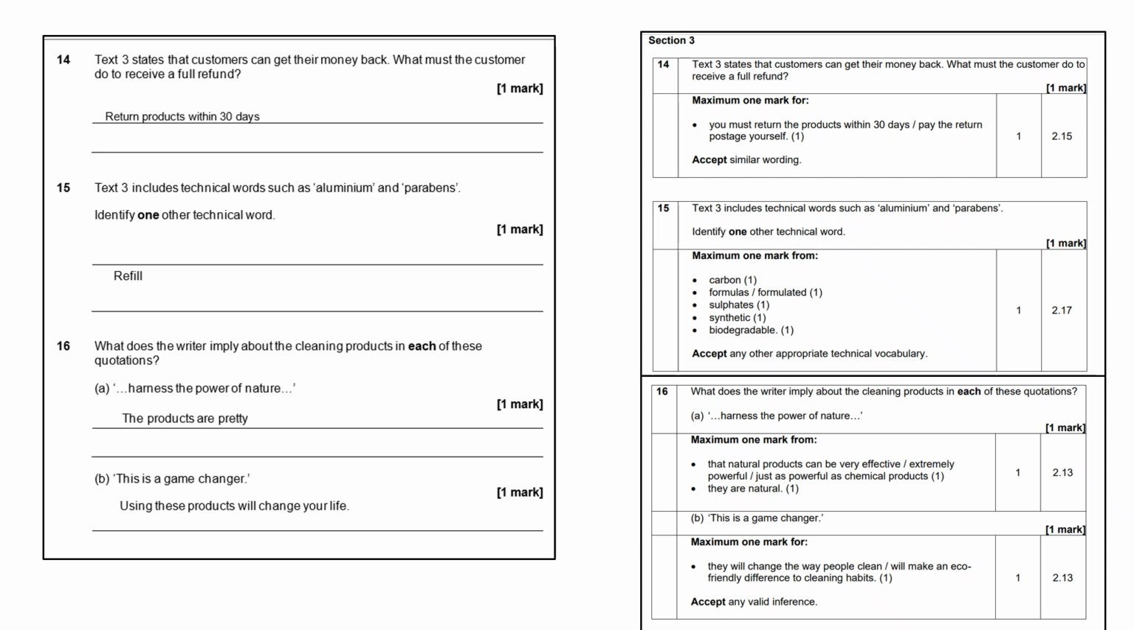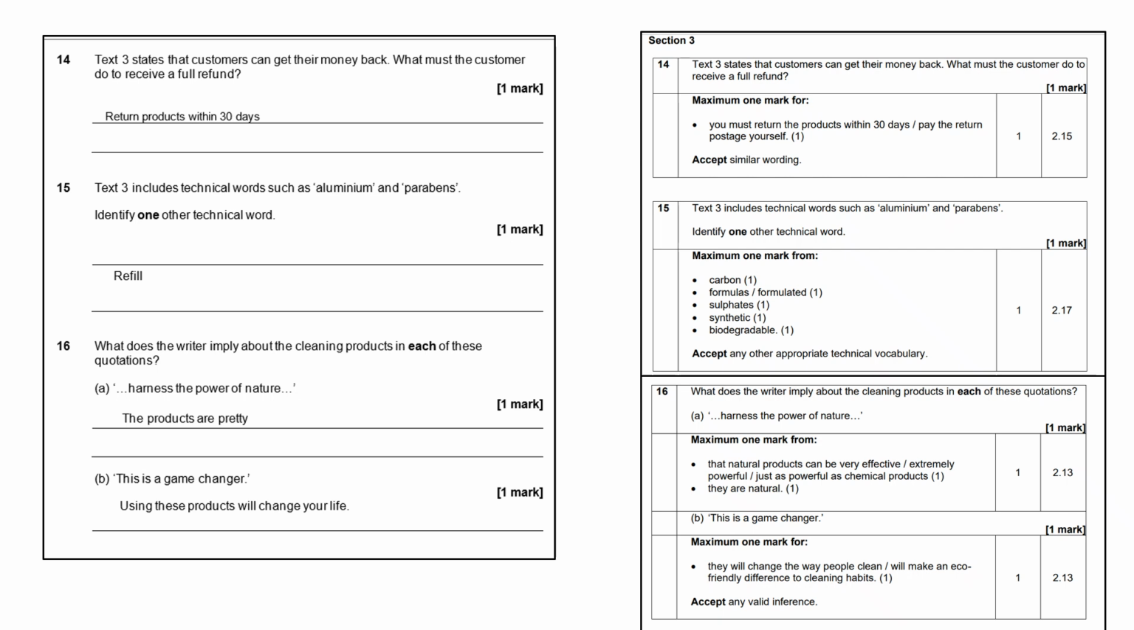Question 15. So this question assesses subject content 2.217. Here the focus is on technical vocabulary and the learner is given two examples, aluminium and parabens, and must find one further example in the text. The mark scheme indicates the range of technical words available in the text. So therefore, in this question, the answer was incorrect.